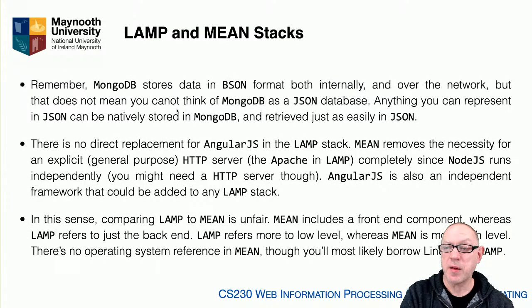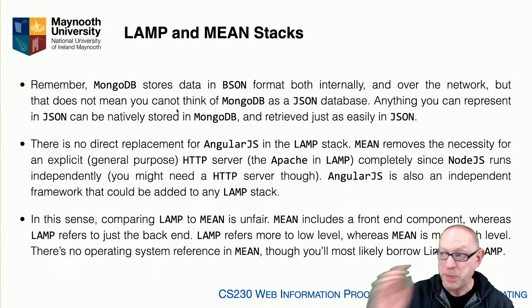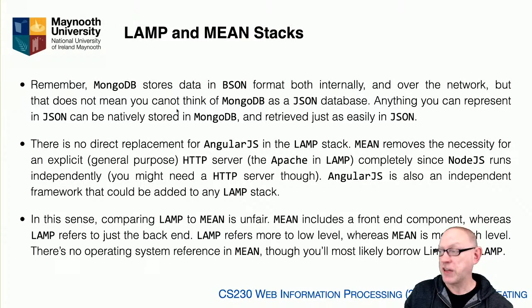Okay, remember then that MongoDB stores all the data in BSON format, okay? Both internally and over a network. But it doesn't mean you can't think of MongoDB as a JSON database. Technically it's BSON, practically it's JSON. Anything that you can represent in JSON can be natively stored in MongoDB and retrieved just as easily as you can with JSON. So there's no explicit replacement for AngularJS in the LAMP stack.